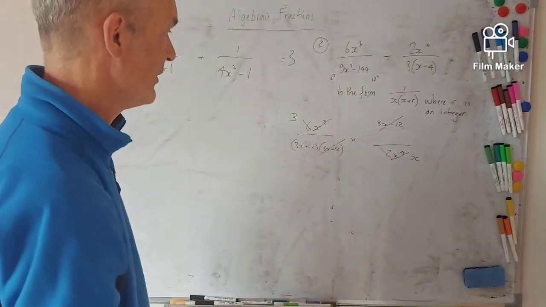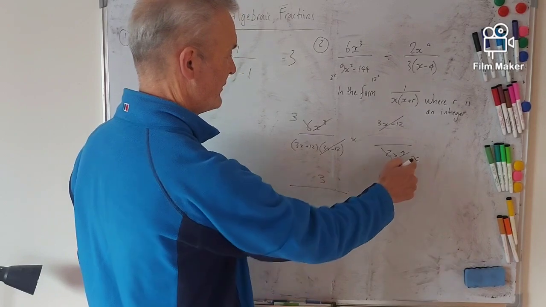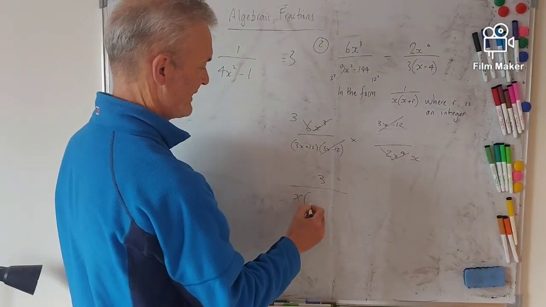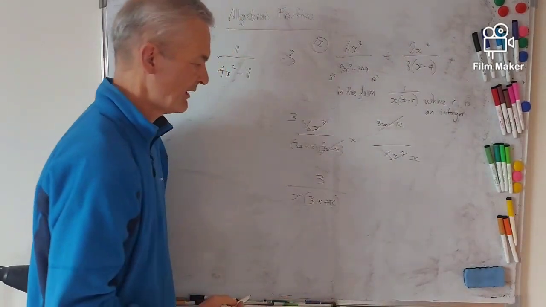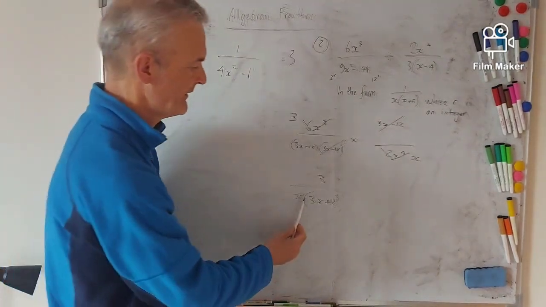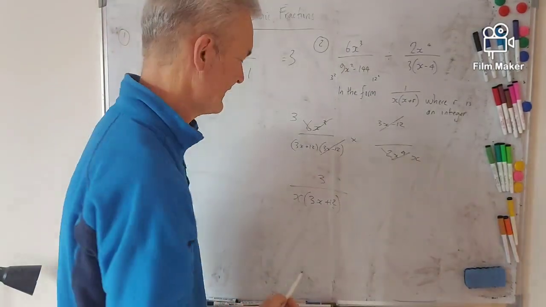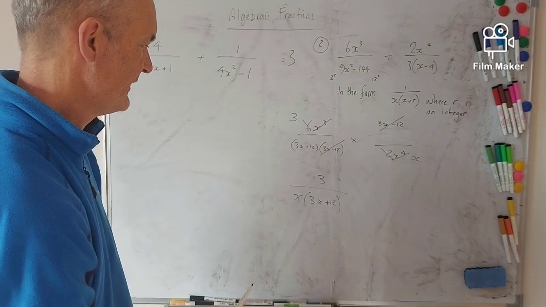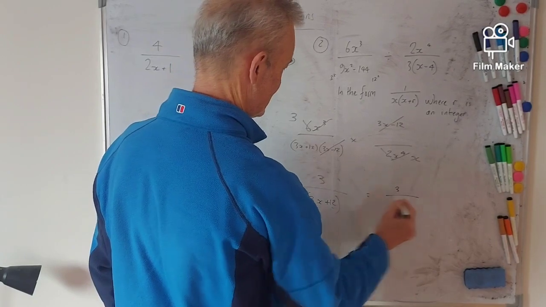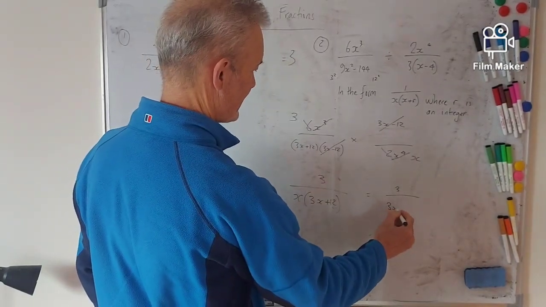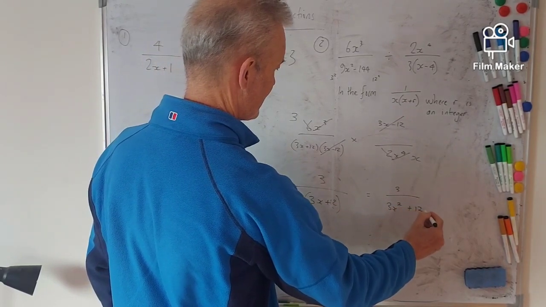So let's put together what we've got here. So we've got 3 on top, and underneath we've got x, and then in brackets here 3x plus 12, like so. Okay, so we've simplified that quite a bit here, but notice it's close to this, isn't it? But it's not quite right yet. So what I'm going to do is I'm going to multiply this out. So I've got 3x squared plus 12x.